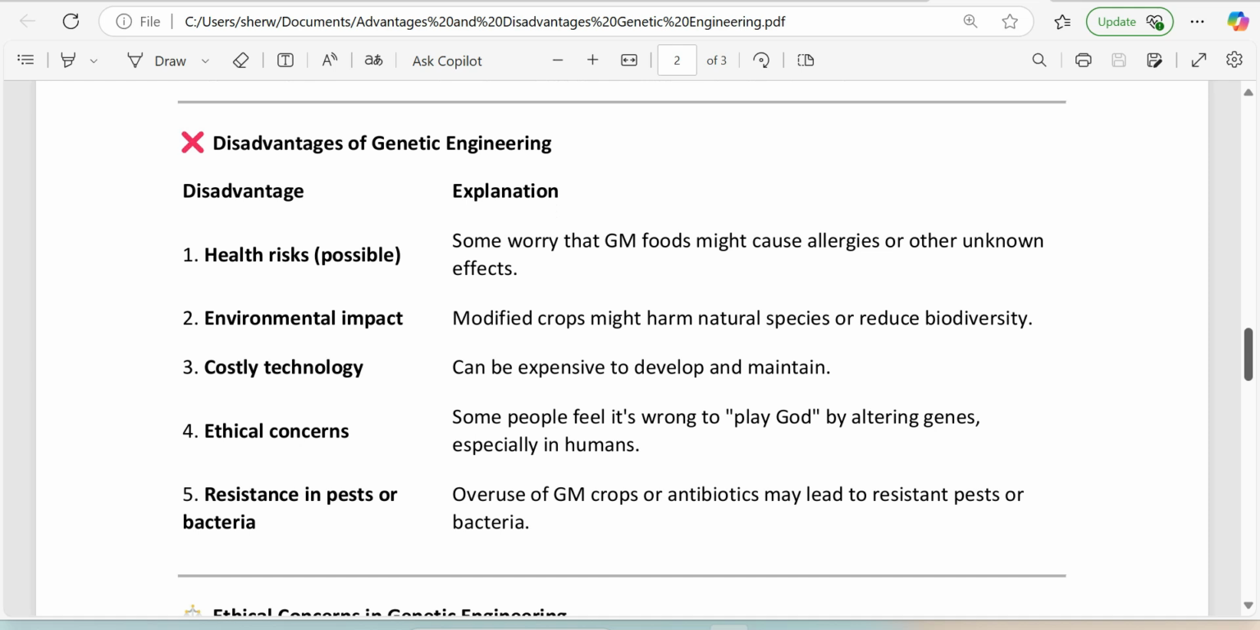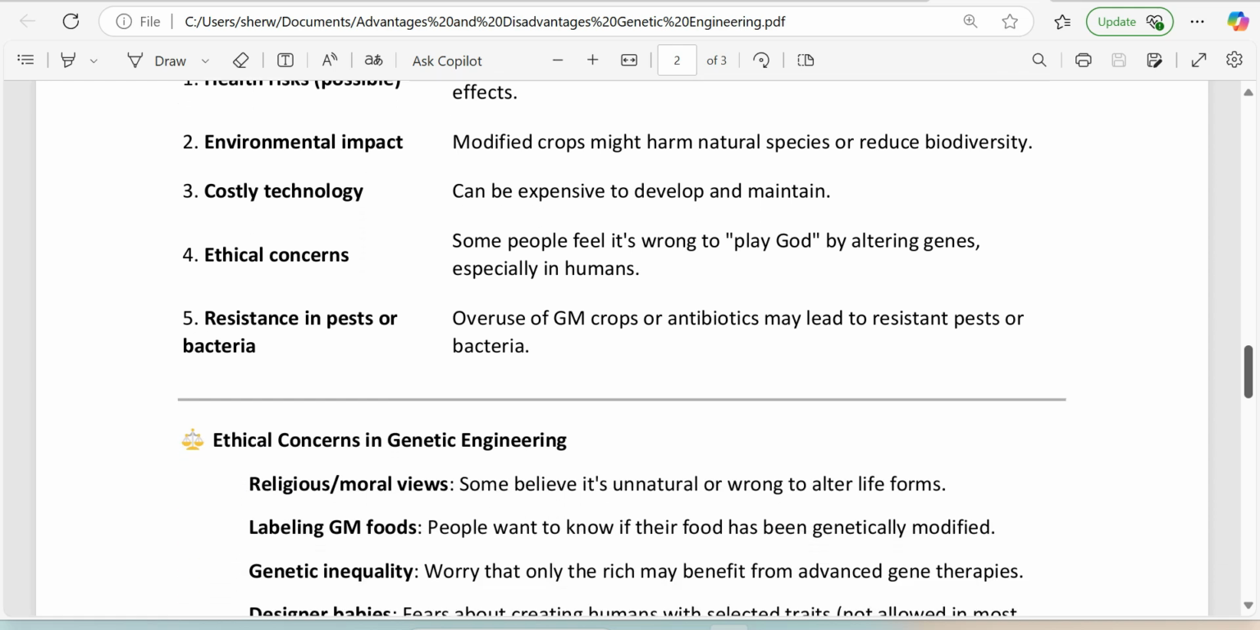Disadvantages of genetic engineering. 1. Possible health risks: some worry that GM foods might cause allergies or other unknown effects. 2. Environmental impact: modified crops might harm natural species or reduce biodiversity. 3. Costly: the technology can be expensive to develop and maintain. 4. Ethical concerns: some people feel it's wrong to play God by altering genes, especially in humans. 5. Resistance in pests or bacteria: overuse of GM crops or antibiotics may lead to resistant pests or bacteria.